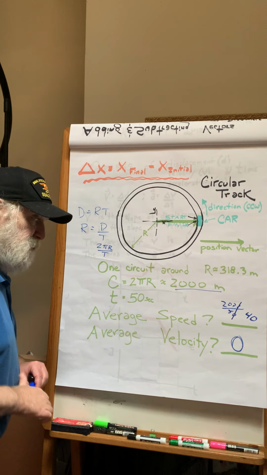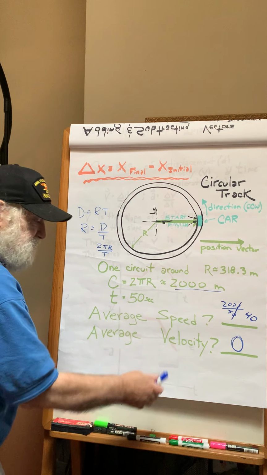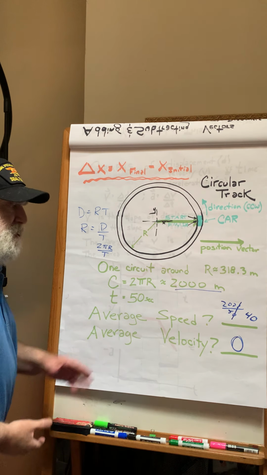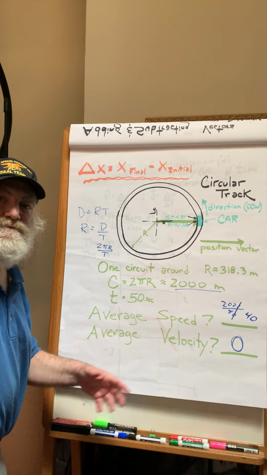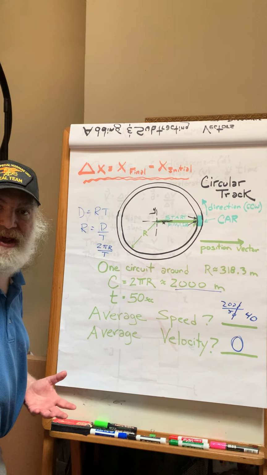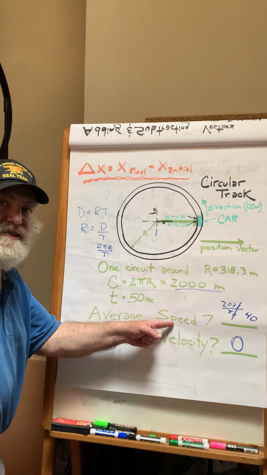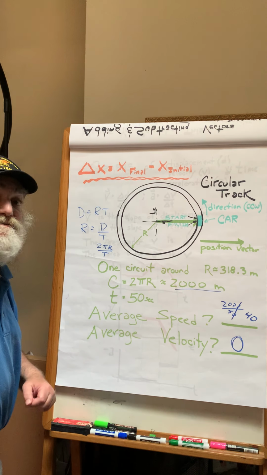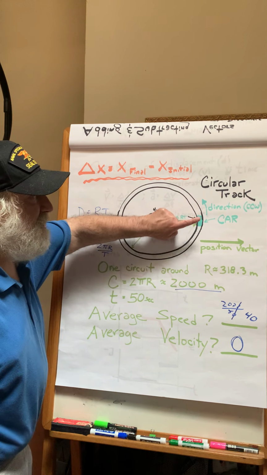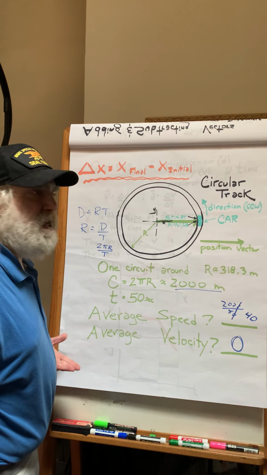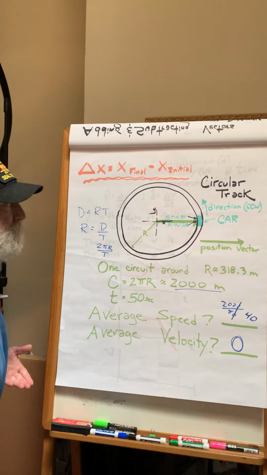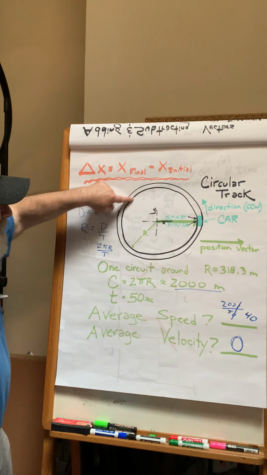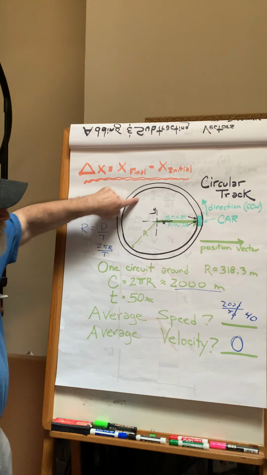So there is a difference between the average speed and the average velocity. Why? Because speed and velocity are different types of mathematical animals. Speed is a scalar. It only has a value. And velocity depends upon a vector, the displacement. And if I start and finish here, my displacement is zero. But the distance I traveled is not zero.